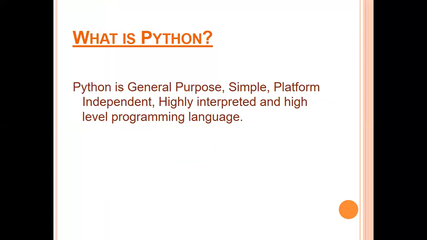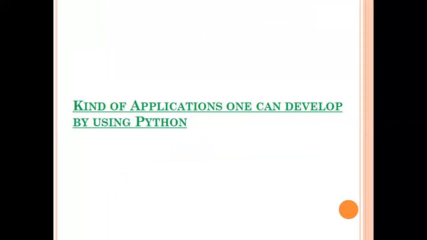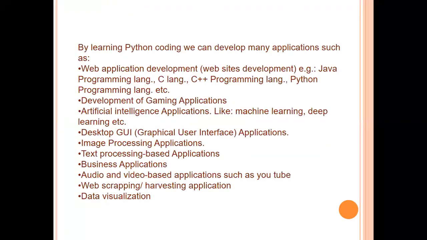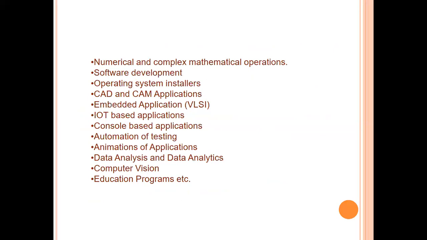So, as I've told you, Python is a general purpose, simple, platform independent, highly interpreted, and high level programming language. After that, we discussed the kind of applications we can develop using Python. We discussed that it is helpful in developing websites, gaming applications, image processing applications, YouTube videos, web scraping, data visualizations, even the agricultural industry, CAD and CAM applications, animation, automation industry, computer vision, education programs, and a lot more. We can solve numerical and complex mathematical operations with Python as well.